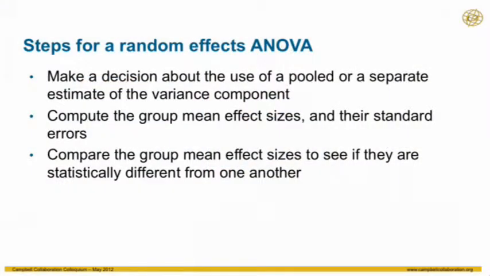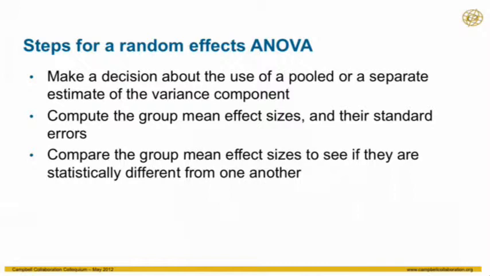All right, so here are the steps. I think they're going to be pretty straightforward. The first one we've talked about: we have to make a decision about the nature of the variance component and what we're going to assume about the variance component or variance components. We're going to compute the mean effect sizes and their standard errors for each of our subgroups, and compare the group mean effect sizes to see if they're different from one another. So hopefully this set of steps sounds relatively similar to the basic structure of ANOVA, right? We get some means, get their standard errors, and we compare them, all right?